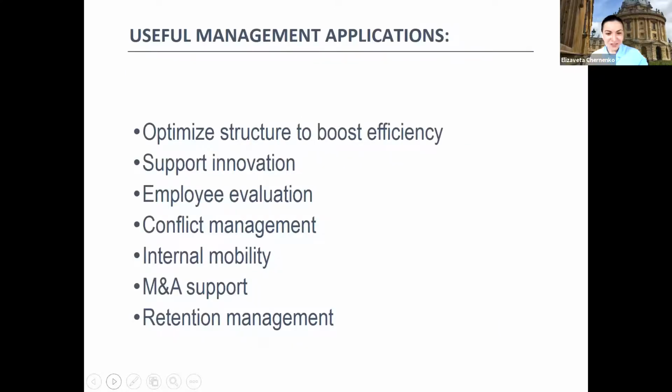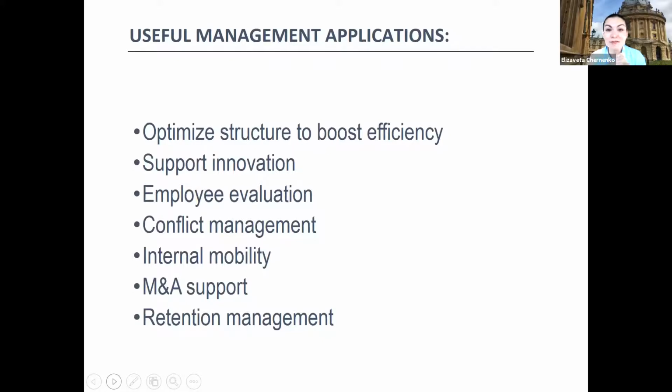Okay, this was a short introduction, basically, of what properties we have in the network, how we can measure different properties, and here are some applications of that. You can optimize the structure to boost efficiency. For example, we know that there is an optimal number of connections within the organization, so you can look at that. As I've mentioned, you can support innovation projects by analyzing the structure of the network. And when I talked about the hubs and their role in innovation, this is just one example. If you're interested, I can tell you more about that.